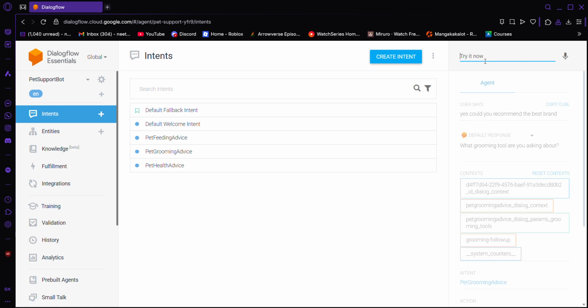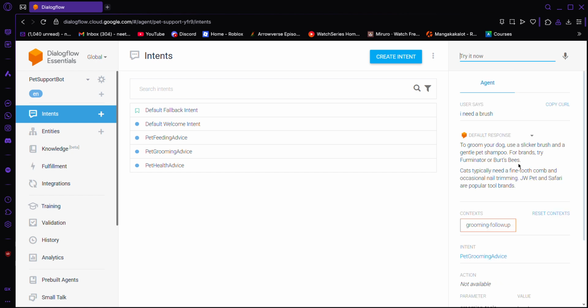Brand. Now it goes on to ask the specific grooming tool that you need. Let's say I need a brush, for instance. Brush. Now the response it gives to groom your dog: you can use a slicker brush and gentle pet shampoo for brands. Now it gives you recommendations as to what you need. So Terminator or Burt's Bees, and it also gives you options for cats as well.